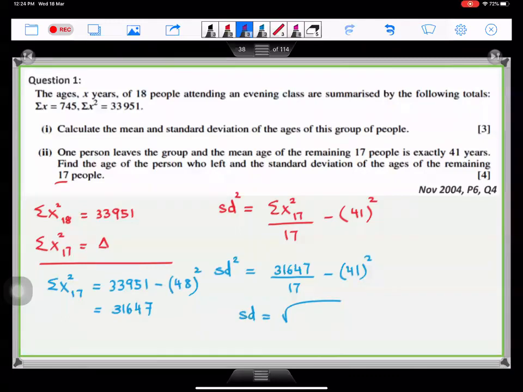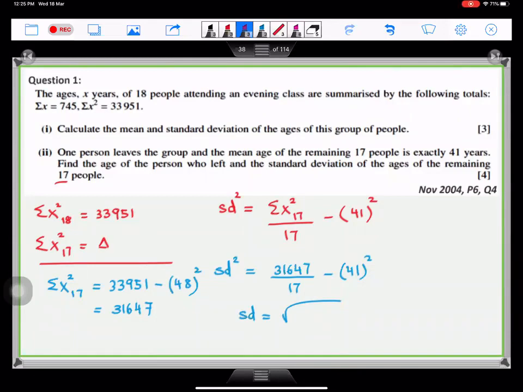Somebody must be of age 37 years, someone 42, someone 45. So 37 square plus 42 square plus 45 square plus 48 square plus 49 square plus 50 square, whatever the ages were for 18 people, they all added up and gave you 33951. Now, one person is leaving the group for whatever reason that is. You want a new sigma x square.